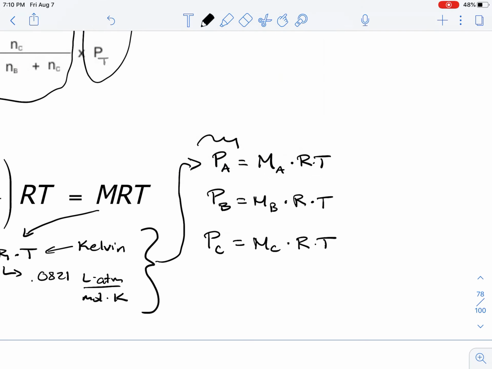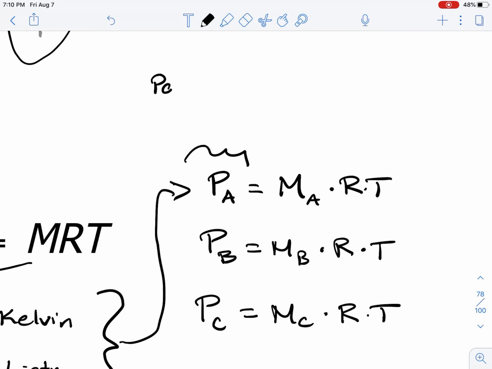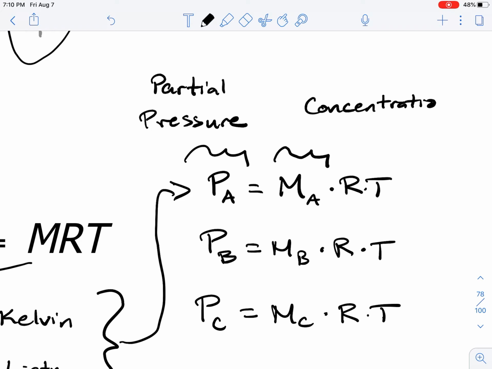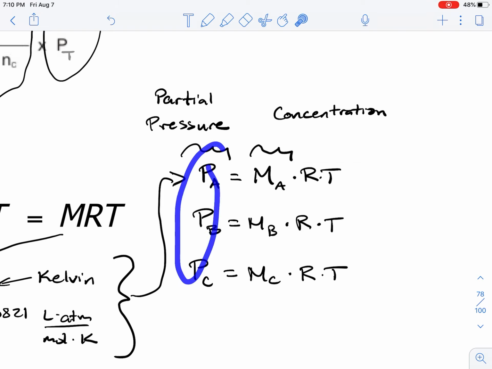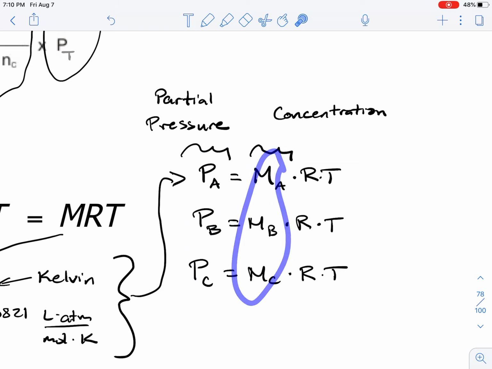So let me go ahead and write this real quick. So this is going to represent the partial pressure, and this is going to represent the concentration. And so this is cool because now we have an alternative way of calculating partial pressure if we know the concentration, or vice versa. We can calculate the concentration of that specific gas if we know its partial pressure, and then we'll just divide RT to the other side.